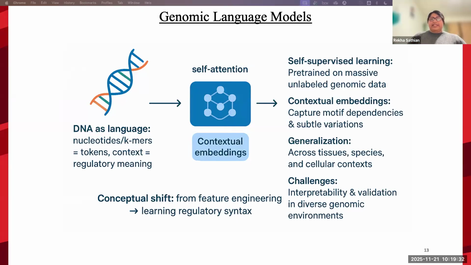Importantly, these embeddings can be used directly for downstream tasks without requiring an additional handcrafted feature layer or additional models. This approach allows the model to generalize across tissue, species, and cellular context. However, challenges remain. One is that interpretability is difficult, and the second is that we still need robust experimental validation to ensure the model captures true biological signals. Overall, this represents a shift from traditional feature engineering to learning the regulatory syntax directly from the genome.